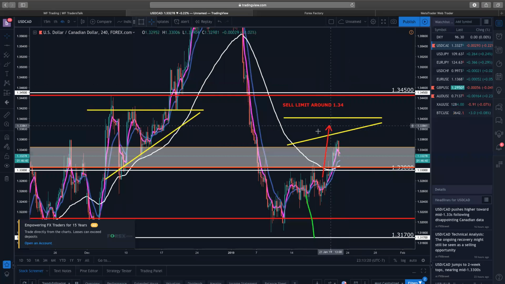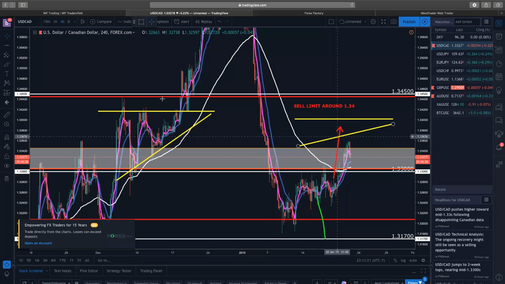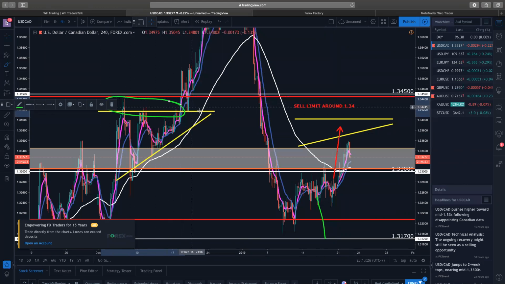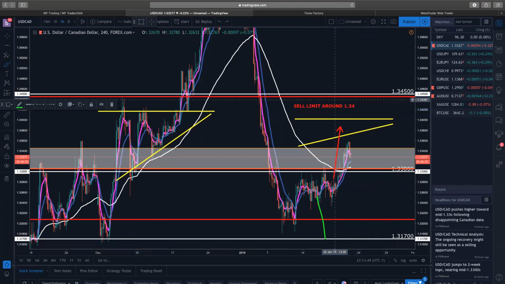But USDCAD, I would like to see it come up just to anywhere around this area, just because of price reaching this zone right here in the past when price was coming up. So that's what I would like to see for CAD. Definitely coming up to around this area, anywhere from 1.335 all the way to 1.34, selling it around here. That's what I would like to see going on for USDCAD.